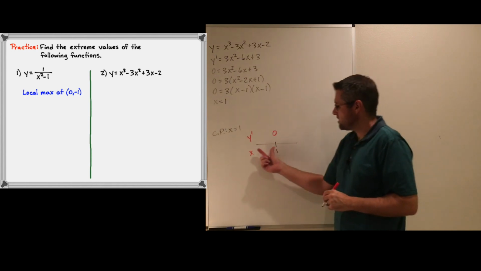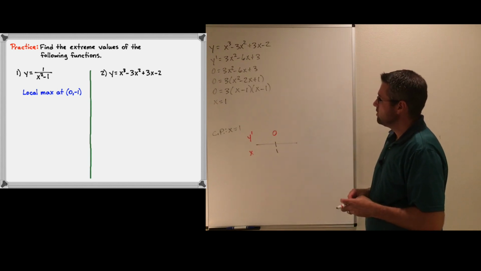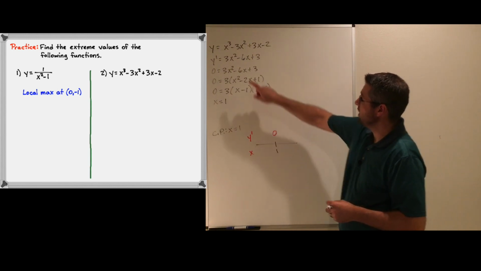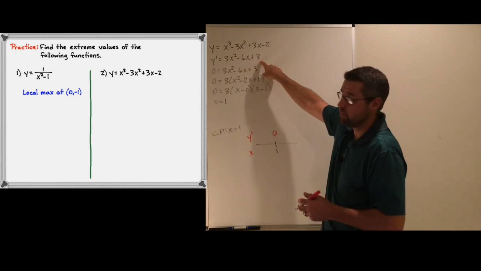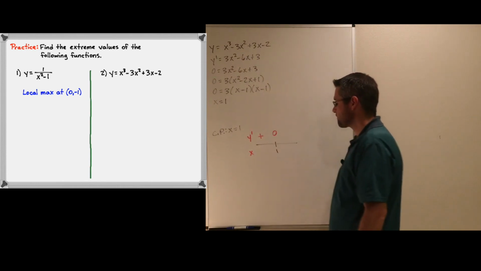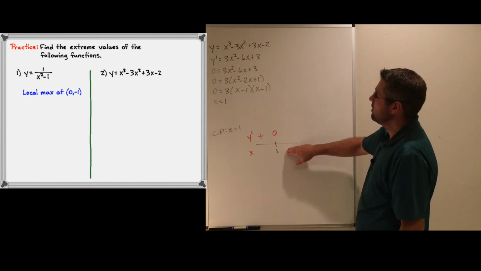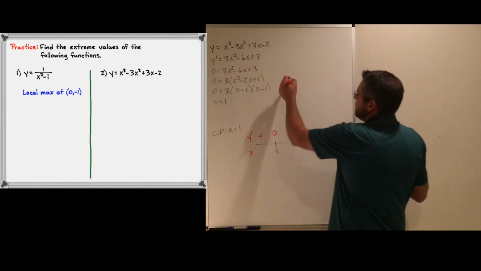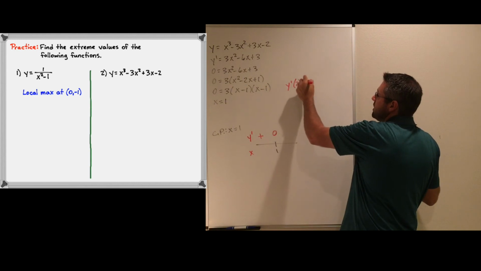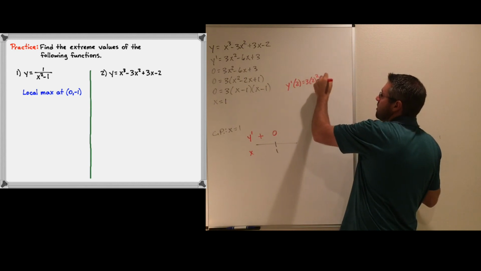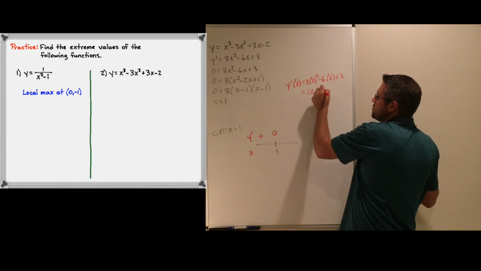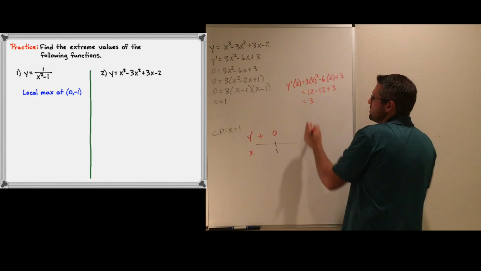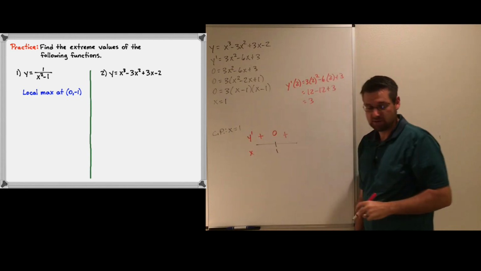Now we're going to pick some points to the left of 1 and to the right of 1. To the left of 1 is 0. If I plug 0 into y prime, I end up with 0 here, 0 here, so it's a 3. So this side ends up being positive. If I plug in 2, y prime of 2 is equal to 3 times 2 squared minus 6 times 2 plus 3. That ends up being 12 minus 12 plus 3, which is 3. So y prime of 2 is positive again.